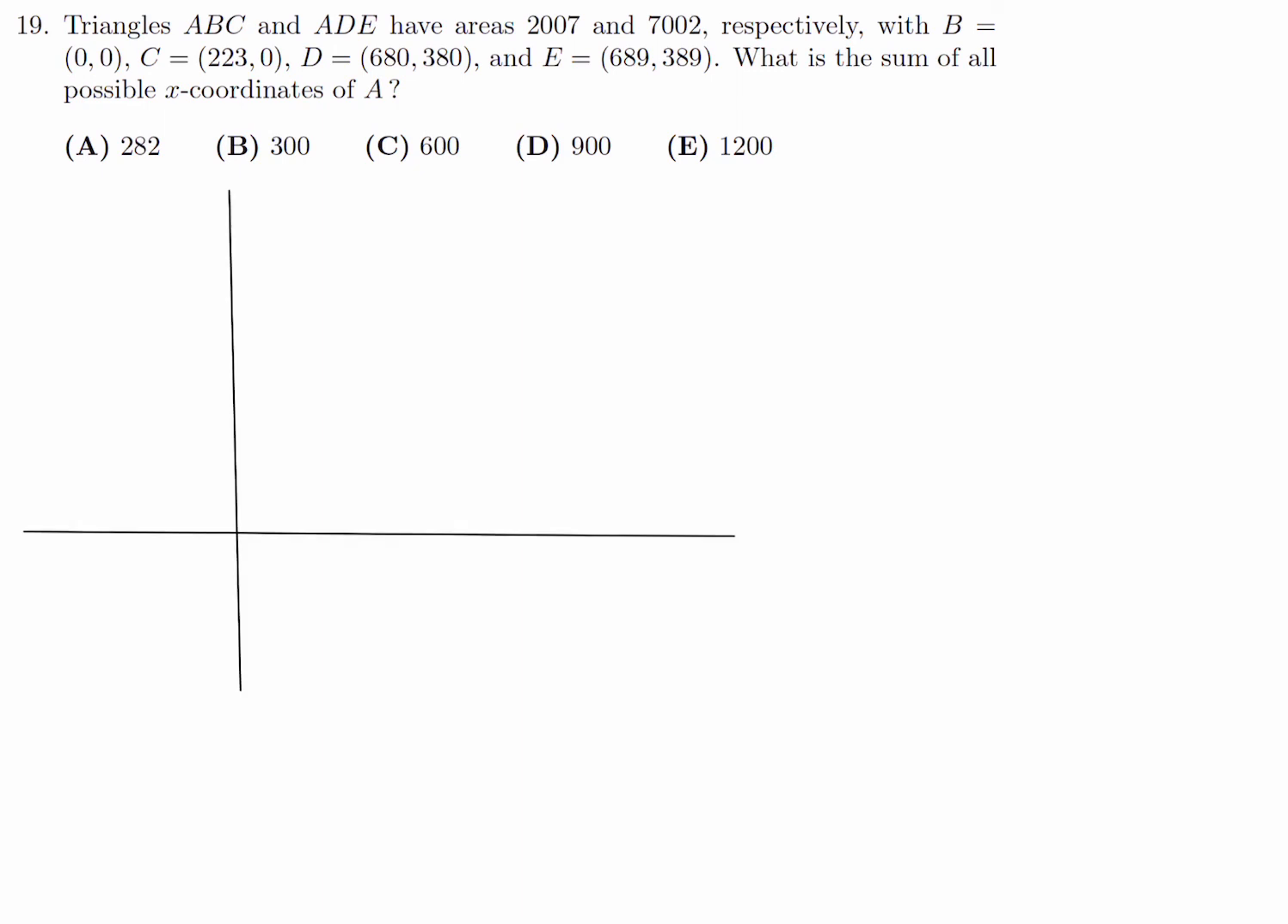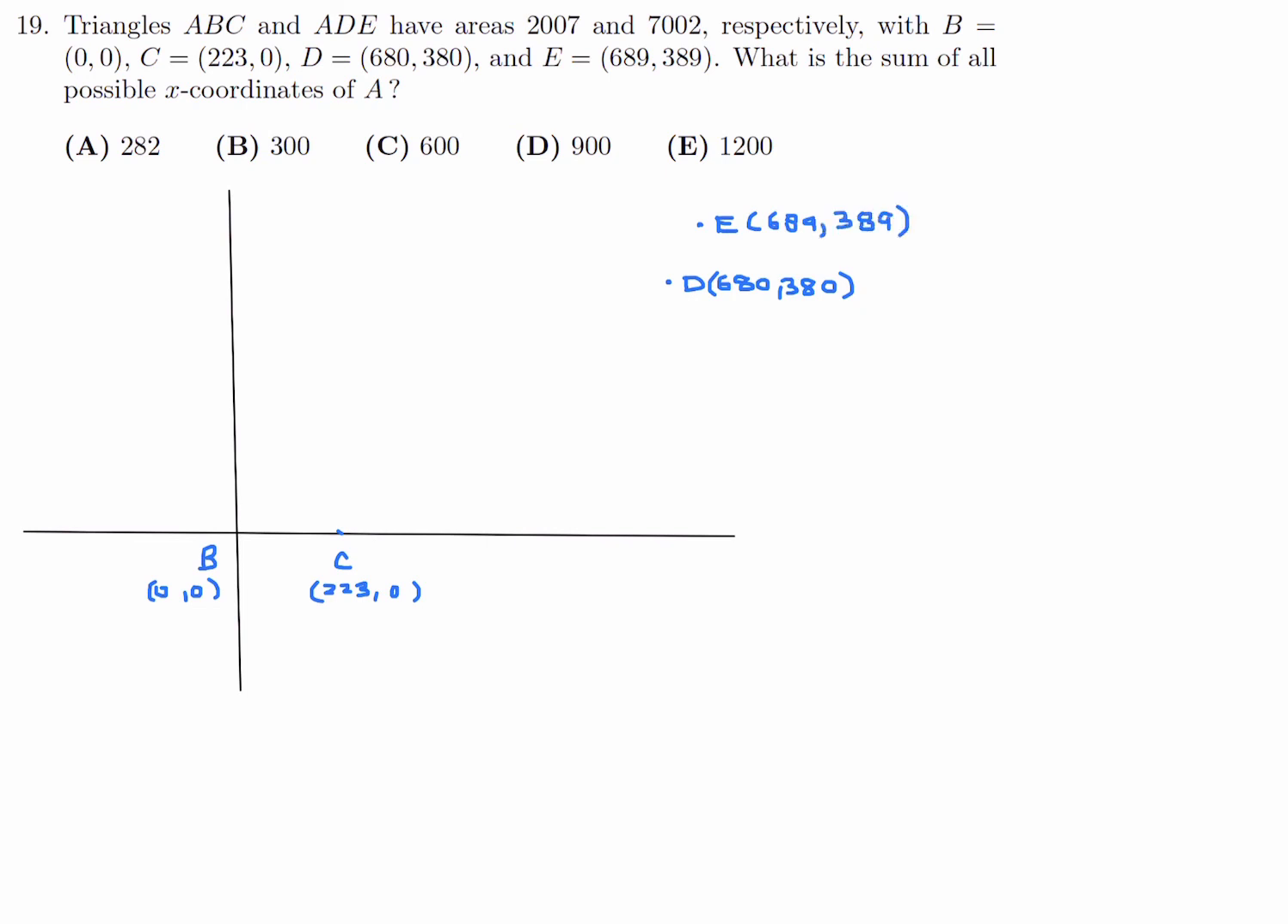So first, let's just draw a sketch of this graph. Put B here, and I'll put C here approximately. And then this is 2230, and this is 0, 0, like that. And then we've got E and D way out here somewhere. So D, I'll just put it here, approximately here, making that 680, 380. And then E is very close, so I'll put it here. And that's 689 and 389.